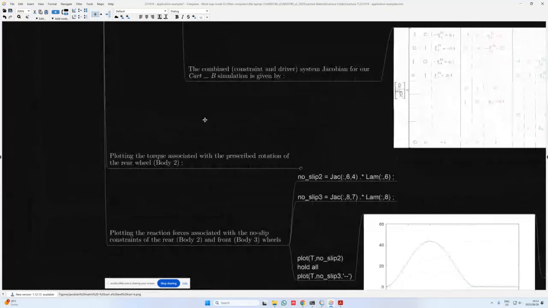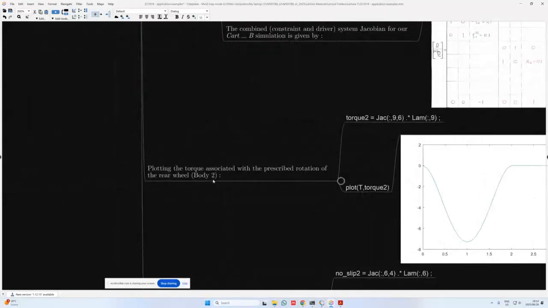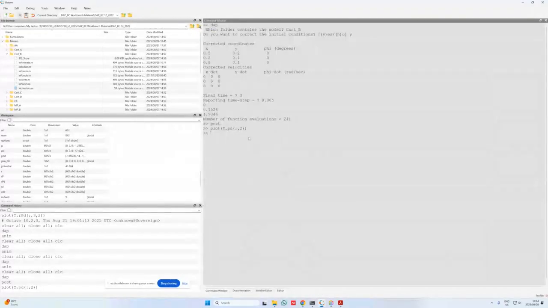Okay, now this is perhaps better illustrated also when we consider plotting the torque associated with the prescribed rotation of the rear wheel. Now, if I expand this, you'll see that it says the torque associated with the prescribed rotation of the rear wheel. So since we're working with the prescribed rotation, it means that we consider the driver constraint. If I then go back to this list that I have over here, I still have the results from the Card B kinematic analysis and the dynamic analysis that I ran, so I can simply continue working with this.